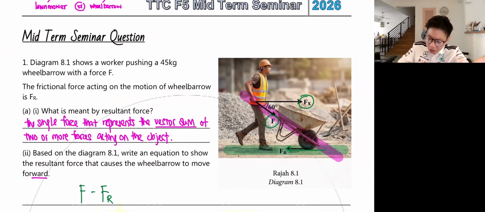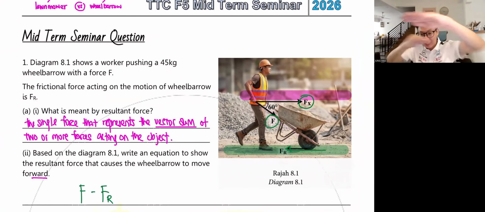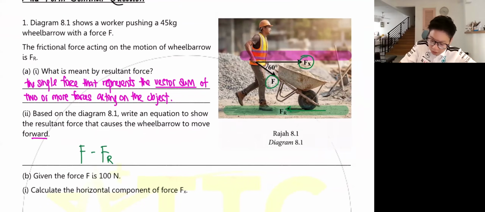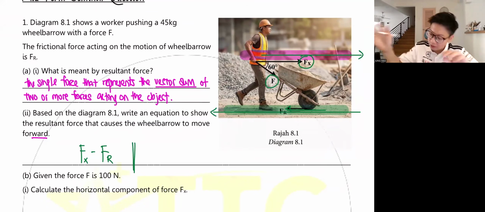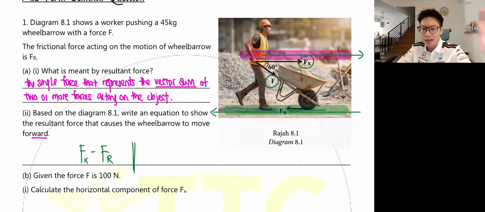Cannot lah. So if you really, really want to minus, you have to use the one that is the same direction. So that's why if you really want to do minus, you have to write Fx minus Fr. Because your Fx is to the right, your Fr to the left, then we only can minus both of them. Okay, I think this is quite common sense. But here, I will accept one more answer.